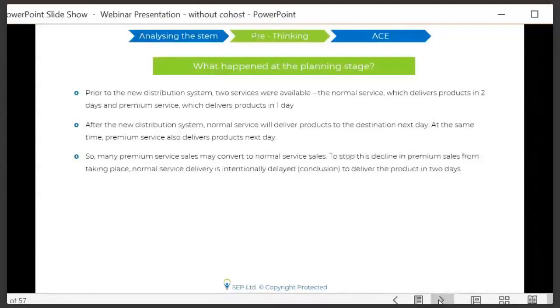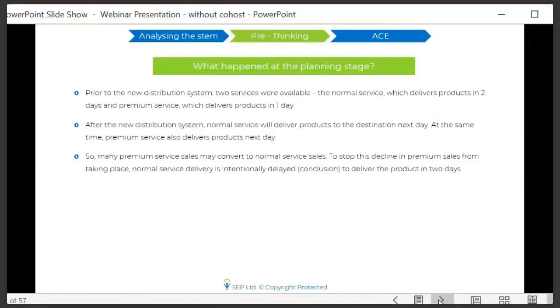So many premium service sales may convert to normal service sales. If it's called a premium service, high chances it is a costlier service. But even then, if the normal service and the premium service are both doing the job as efficiently, then people might start opting for the normal service. So to stop this decline in premium sales from taking place, normal service delivery is being intentionally delayed to deliver the product in 2 days.